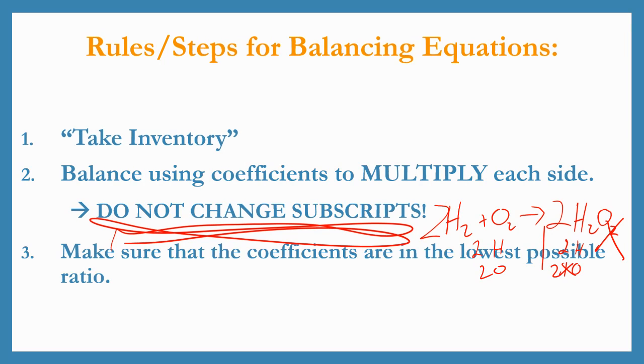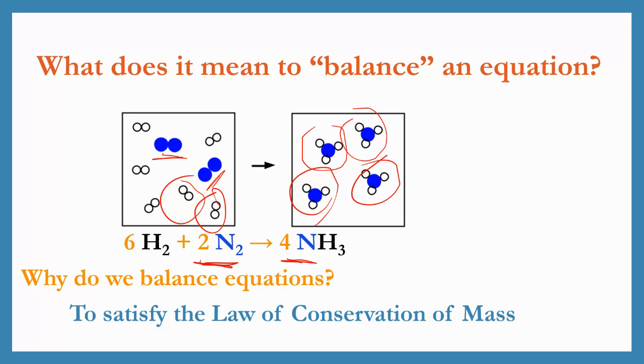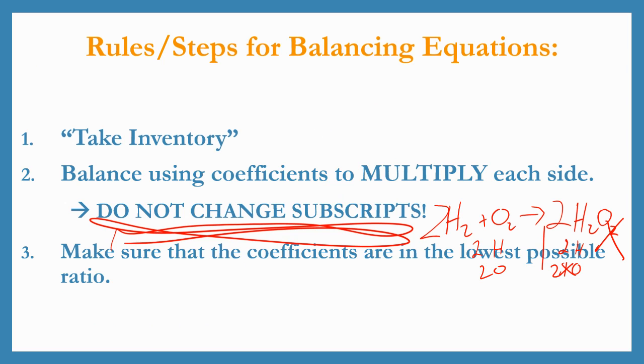And then make sure coefficients are the lowest possible ratio. So these coefficients can actually be reduced. 6 divided by 2 is 3, 2 divided by 2 is 1, and 4 divided by 2 is 2. So these should actually be 3, 1, 2 in their lowest ratio. That's the last rule. Make sure you have the lowest ratio possible.